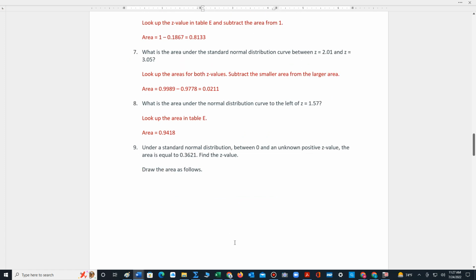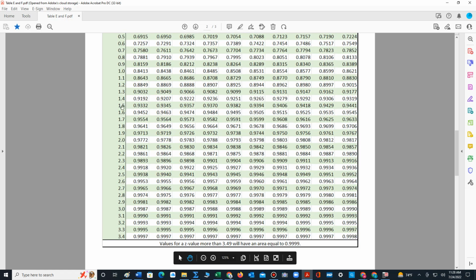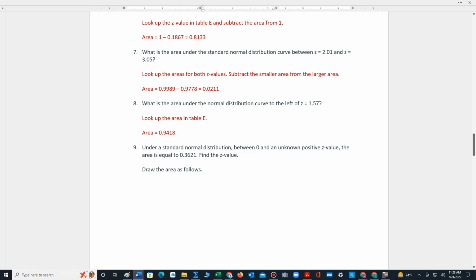Number 8, it says, what's the area under the normal distribution curve to the left of 1.57? In this case, we just have to look up 1.57 to get the answer. So 1.50, 1, 2, 3, 4, 5, 6, 7. 0.9418.